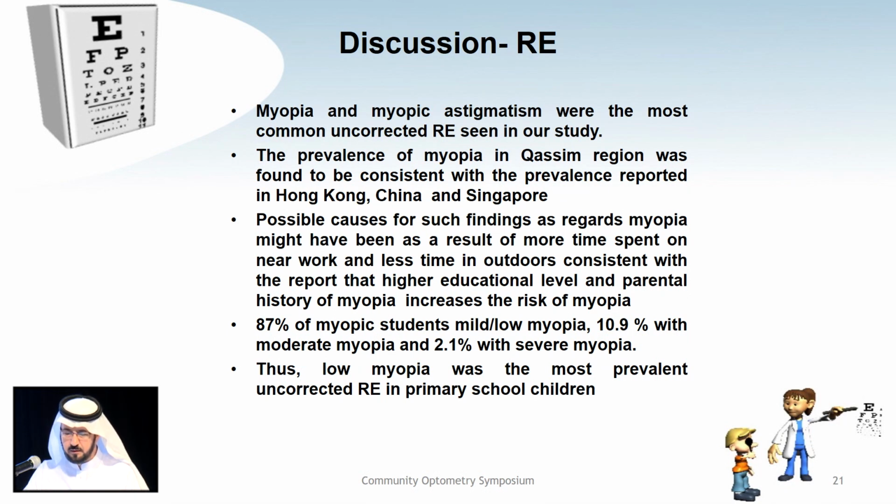87% of myopic students are mild, 10% have moderate myopia, and 2.1% have severe myopia. Thus, low myopia was the most prevalent uncorrected refractive error in primary school children.